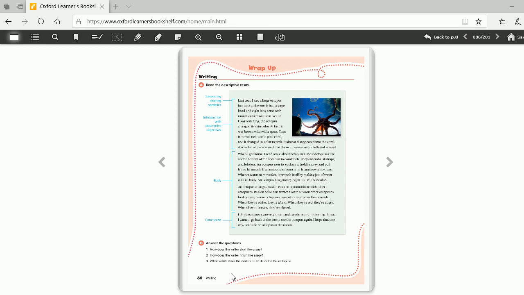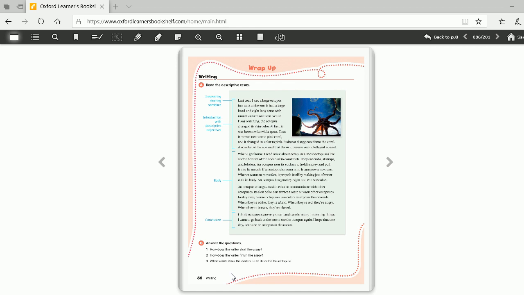Today, we are going to have a writing session. In the last writing, we learned how to write a report. Now, we're going to learn how to write a descriptive essay. Do you know what word descriptive comes from? Describe.